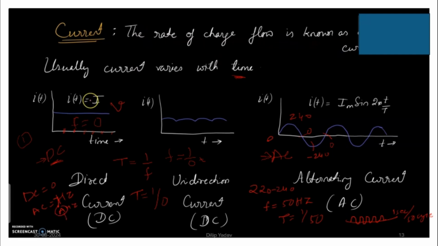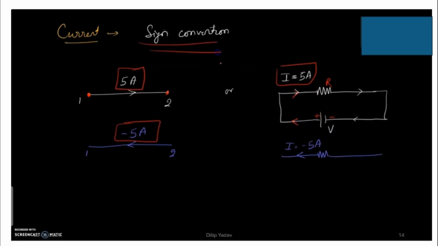In India it is 50 hertz, and in the USA it is 60. In the USA we have a voltage of 110 volts with a frequency of 60 hertz. What's the advantage of using this? This is a lower voltage value and this is 60, so it is taking 1 upon 60, that means in 1 second it is taking 60 cycles. Coming to the current symbol, now we have the sign conventions.